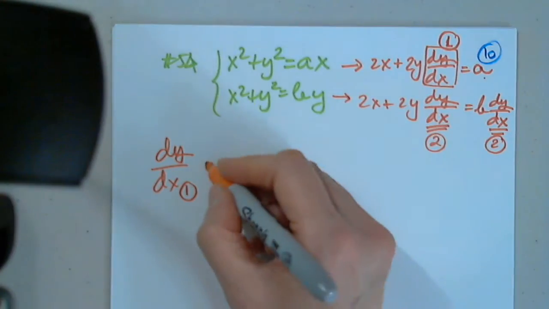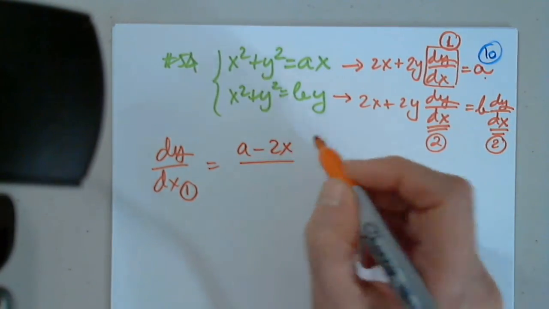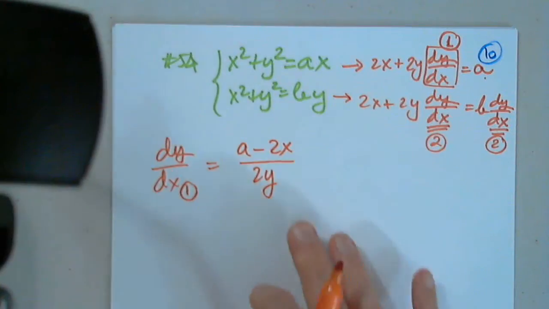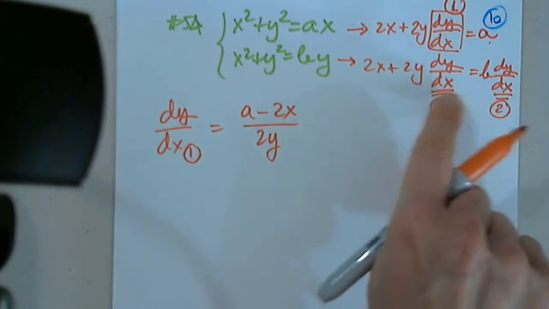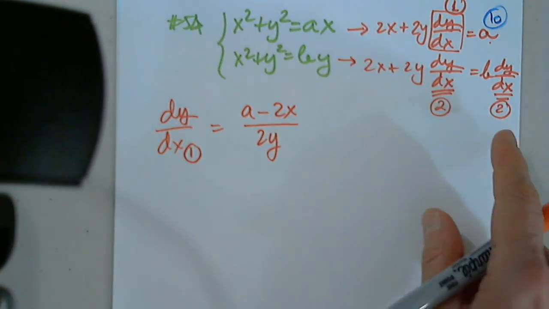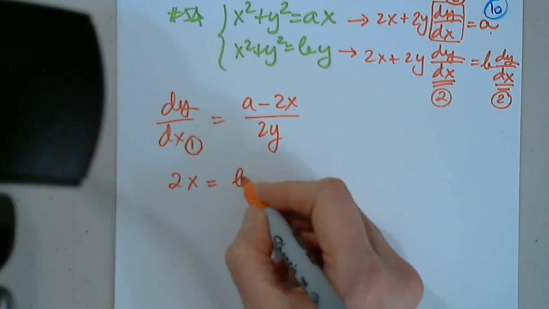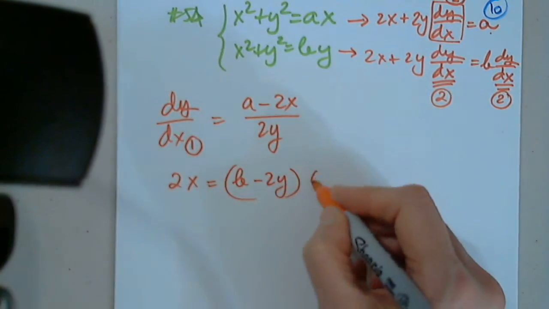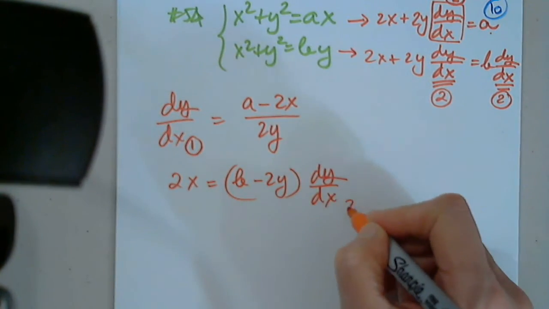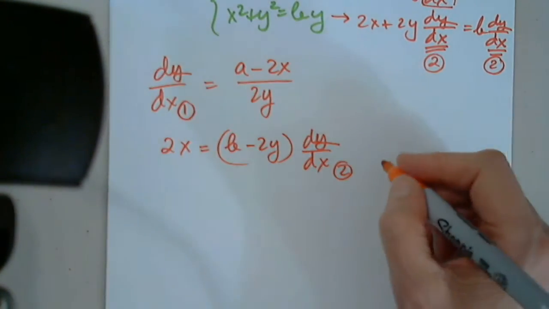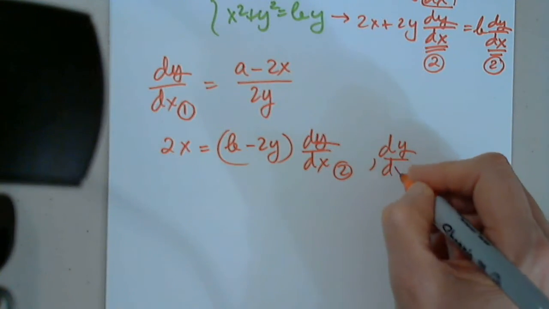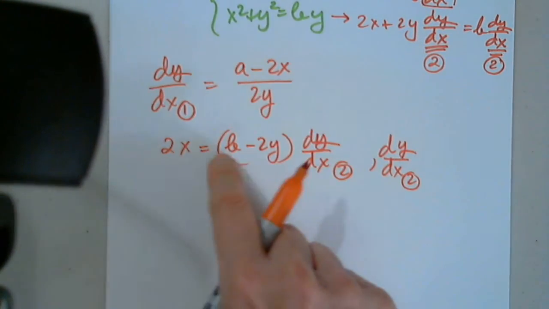a minus 2x divided by 2y. Here I have to move and combine like terms, which I cannot, so I have to factor out. So this is 2x equals b minus 2y dy over dx, and this comes from the second one. So when I solve for dy over dx from the second one, I get this over this.